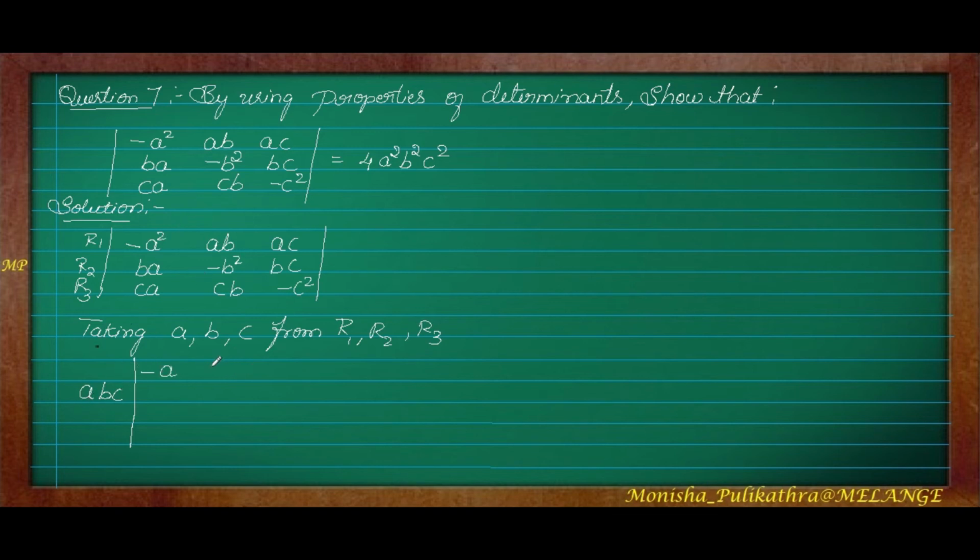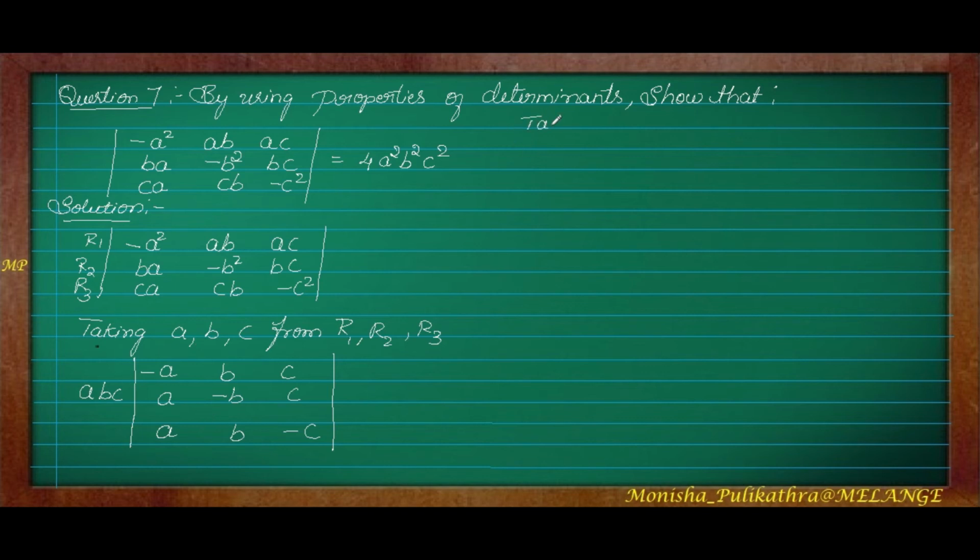So A will be taken out. From the first row, I will be taking only A. Okay, letter A I will be taking, the remaining is minus A, B, C. In the second row, I will be taking only B. Okay, here A, minus B and C. In the third row, I will be taking out only C. So it will be A, B and minus C. Okay, so this is the first step.